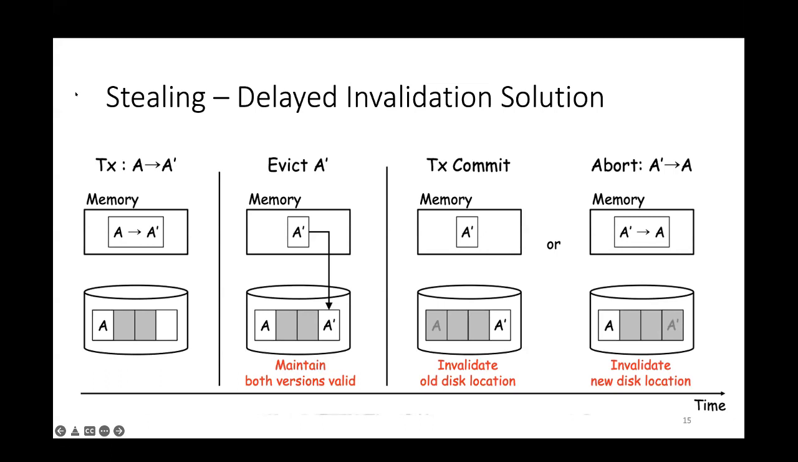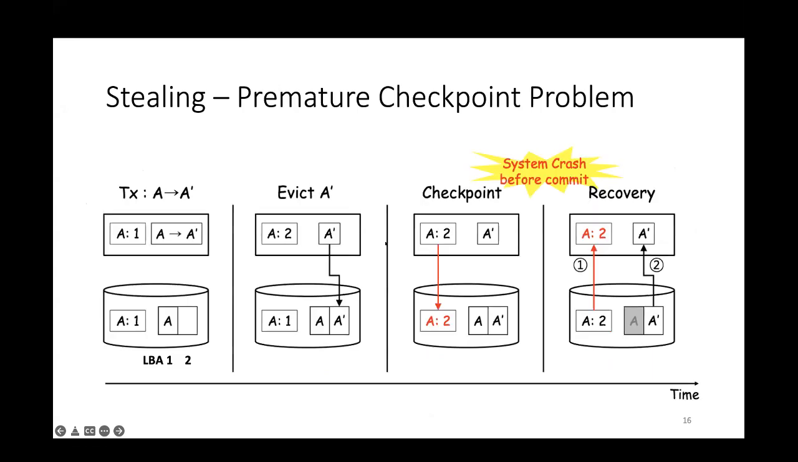We have the same situation as before, but when we write A prime to the disk, we maintain both versions. So we have the old version of A and we have A prime. Later we could either commit the transaction or abort it. When we commit, we invalidate the old disk location, or when we abort the transaction, we just invalidate the new location. So quite straightforward.